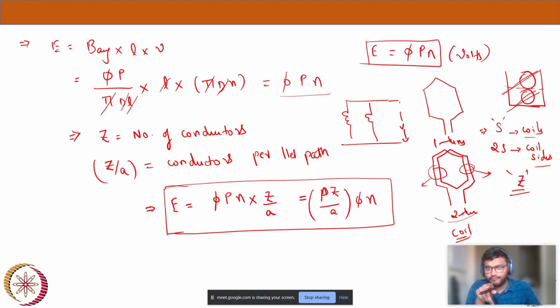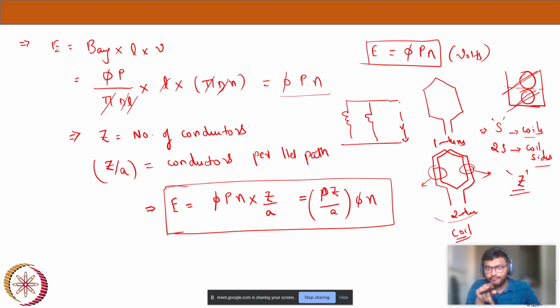Sir, does P represent poles or perimeter? No, P is the number of poles. Here I wrote poles. The diameter of the rotor is D, and flux per pole is phi. I will also write this: P is equal to the number of poles.